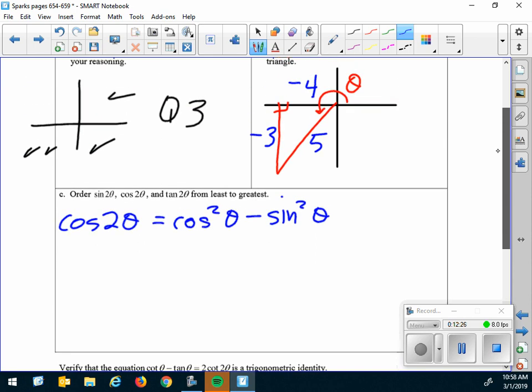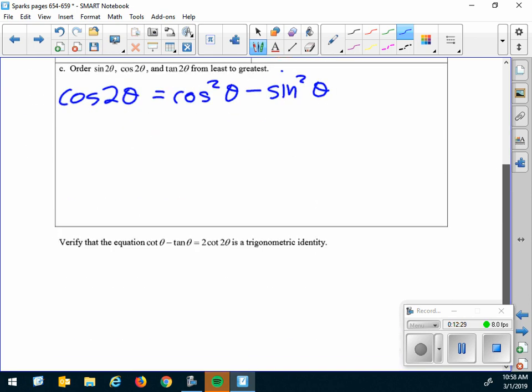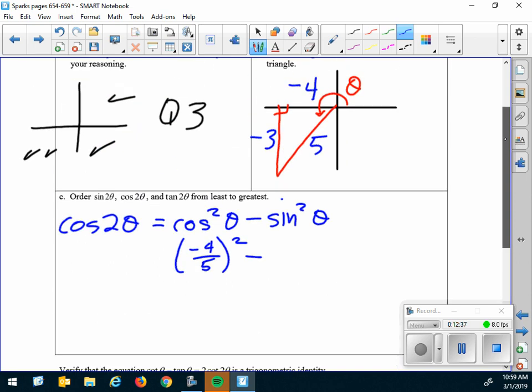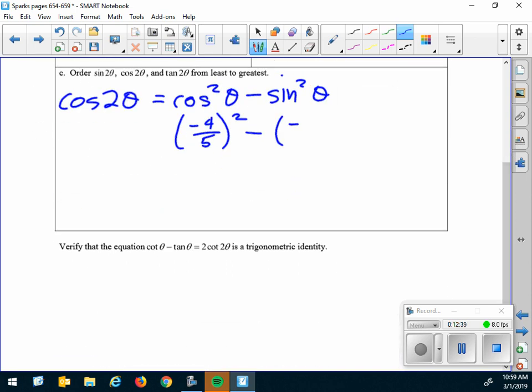Cosine of theta, you said was, so that's negative 4/5 squared minus, what's the sine of theta? You said negative 3/5 squared. What do you get? 16/25, good. Minus 9/25, good. Equals 7/25. Yep. 7/25.